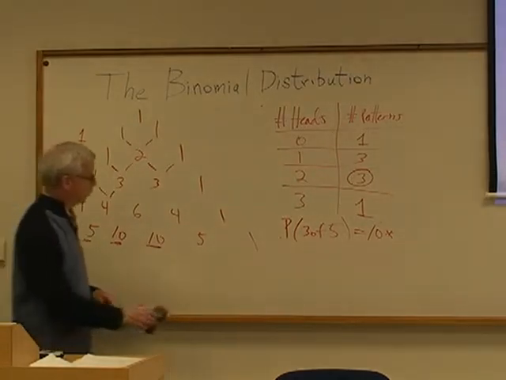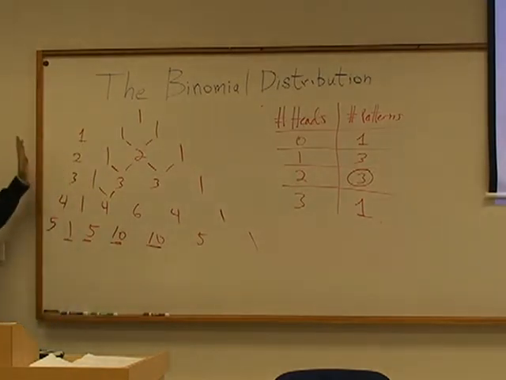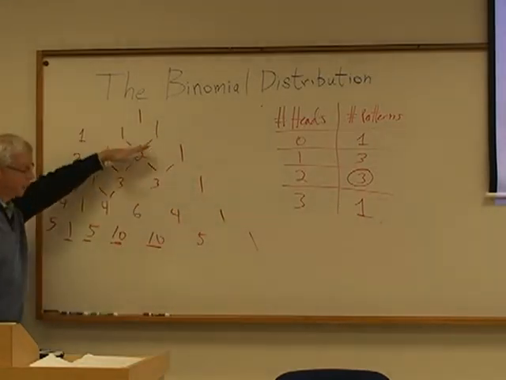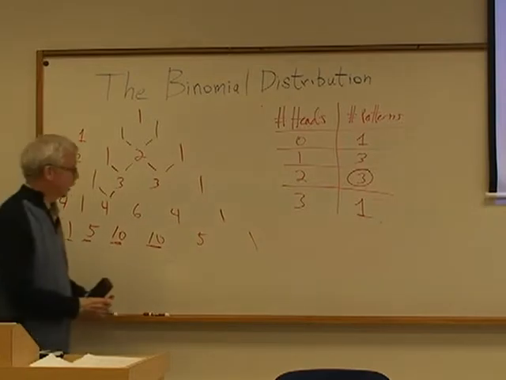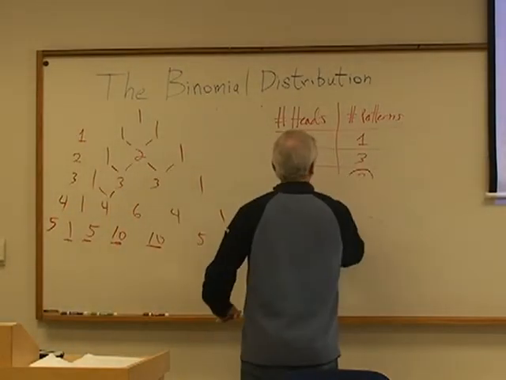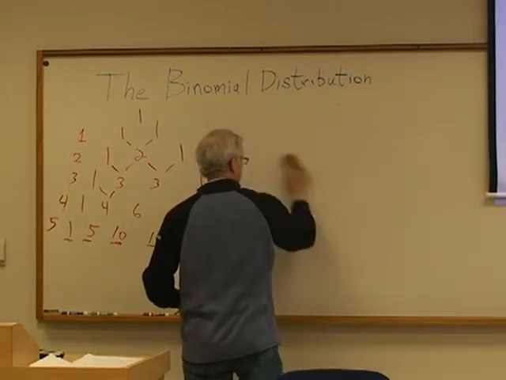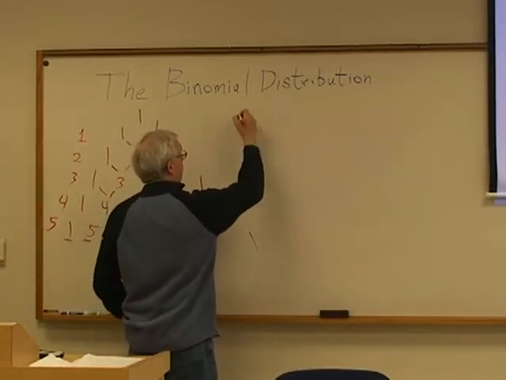Well, this is okay for small examples, like up to 6 or 7 tries. What if I try something 100 times? I certainly don't want to make all 100 rows of this table. That would be ridiculous. So, fortunately, someone came up with a formula that lets me compute the number of patterns. And it goes this way.